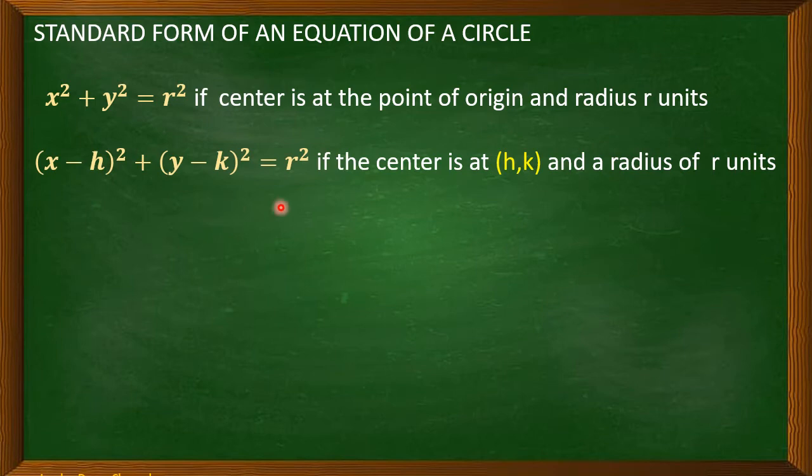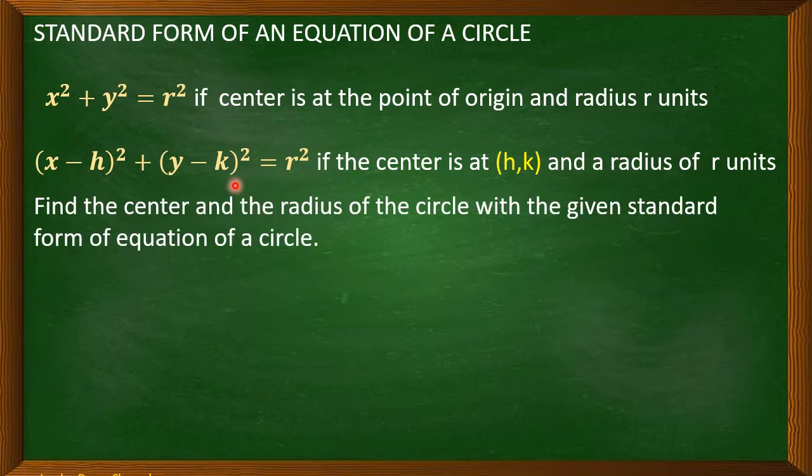On the other hand, if the center is at (h, k) with a radius of r units, the standard form of an equation of a circle is (x minus h) squared plus (y minus k) squared is equal to r squared. So take note of the two standard forms of an equation of a circle. Again, the first one is when the center is at the point of origin, and this one is when the center is not at the point of origin.